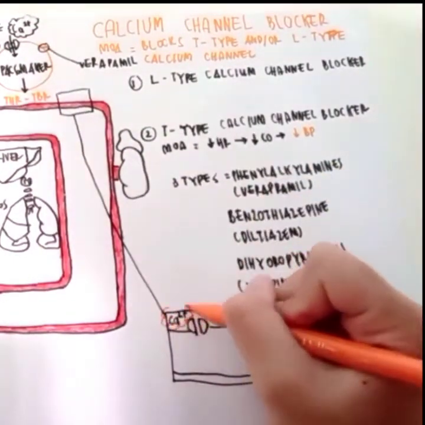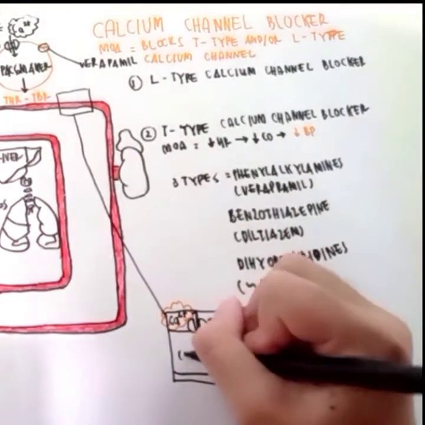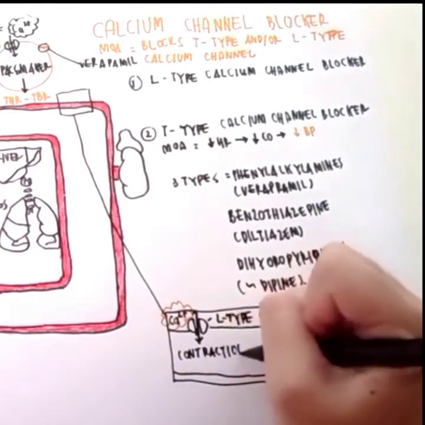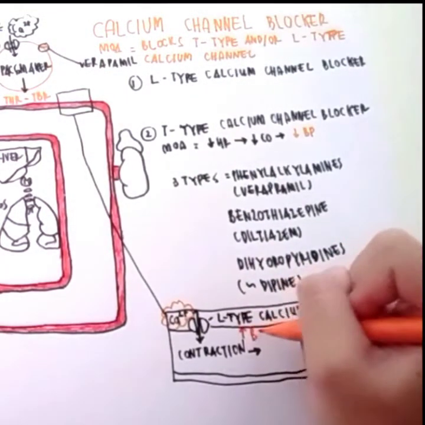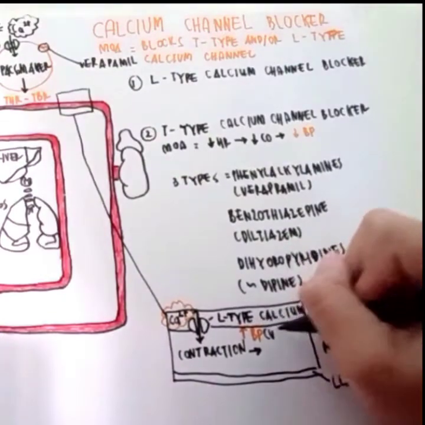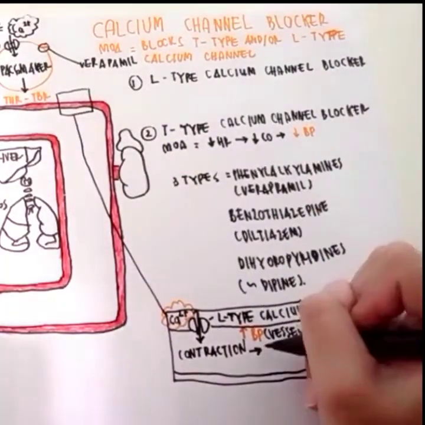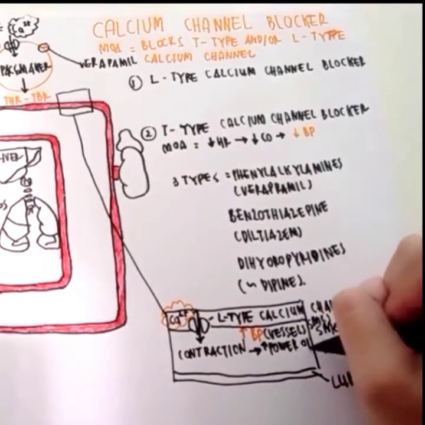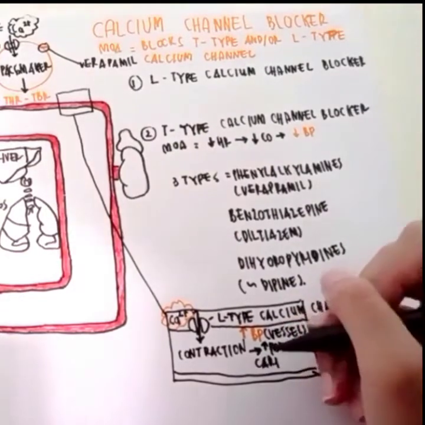L-type calcium channel blockers are the dihydropyridines that end in -pine. Some of the drugs from dihydropyridine also block T-type calcium channels, and so are also part of the T-type calcium channel category. A common example of an L-type calcium channel blocker is nifedipine. Side effects of the dihydropyridines, like a lot of antihypertensives, are dizziness from hypotension, palpitations, and peripheral edema.